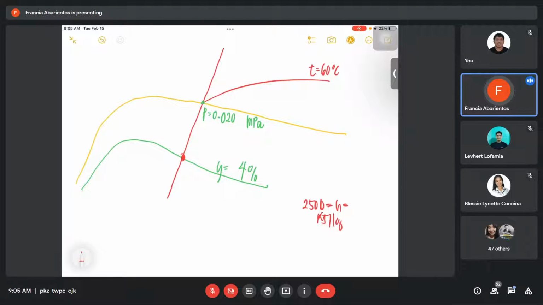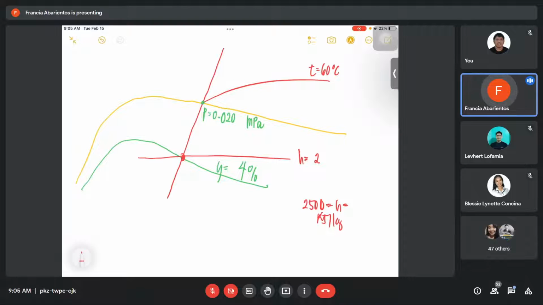Kuha ulit kayo ng ating ruler para hindi kayo mag-estimate. Okay, so sa aking ruler is 2, 4, 6, 8. Okay, so in my class, the enthalpy falls between the values.